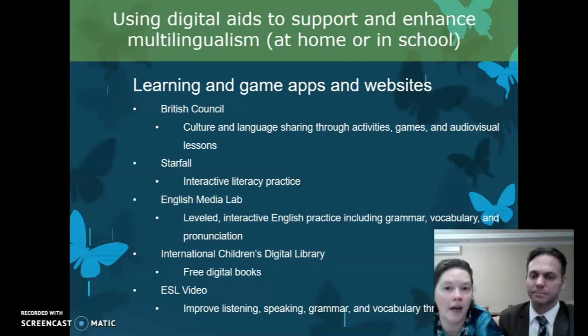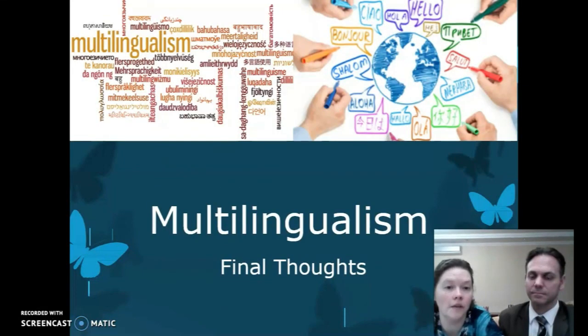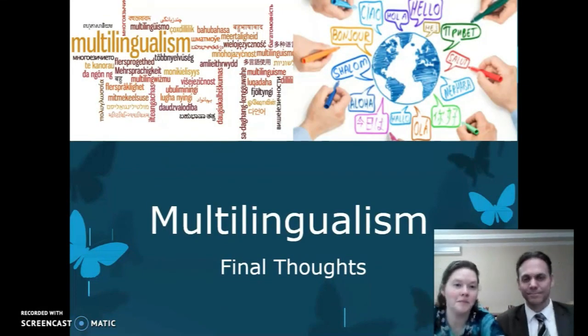The English Media Lab has leveled interactive practice for grammar, vocabulary, and pronunciation. The International Children's Digital Library has many free digitalized books in multiple languages. And ESL Video helps improve listening, speaking, grammar, and vocabulary skills through videos, many of which are popular movies that kids like to watch. These are just a few of the options that are available, and a list with all of these links will be provided to you.